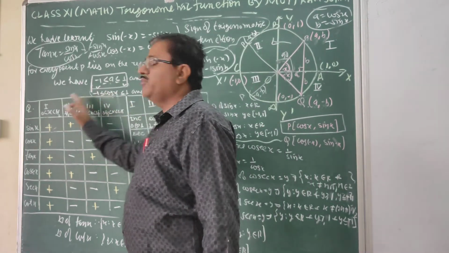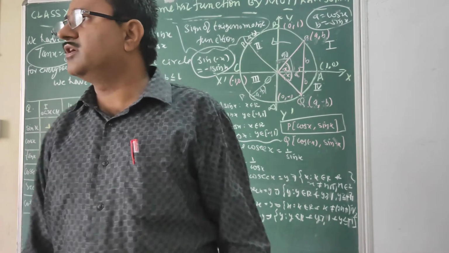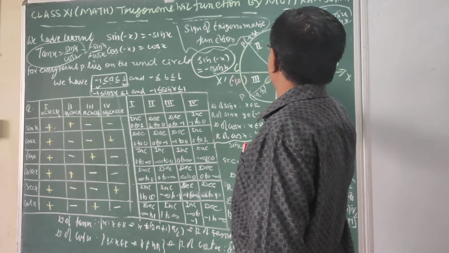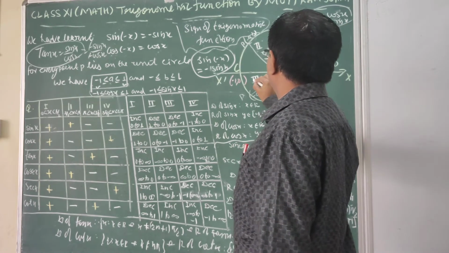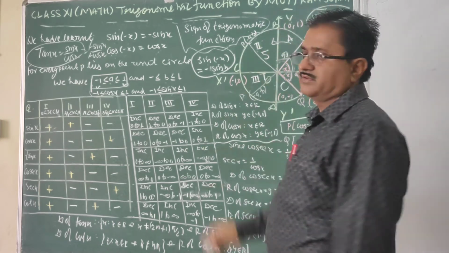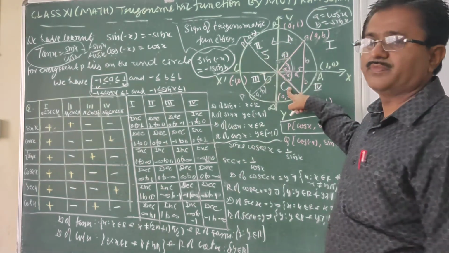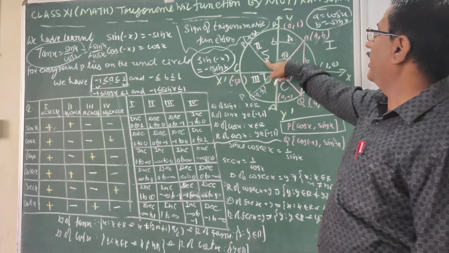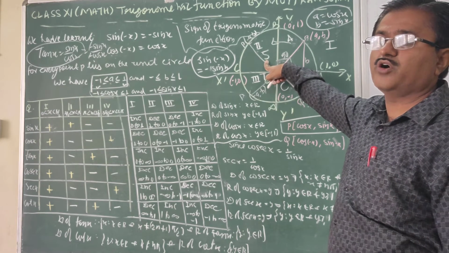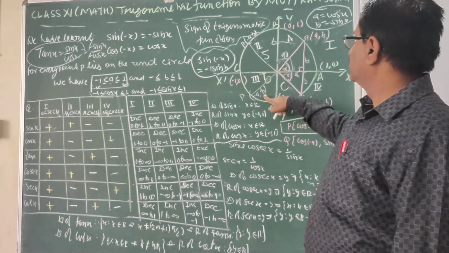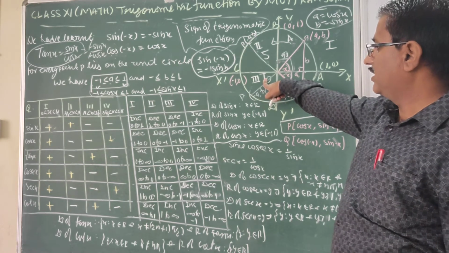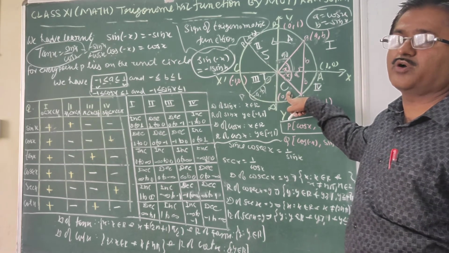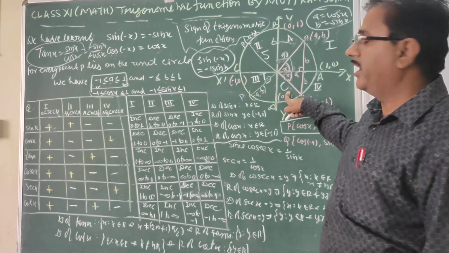Now you can learn this very easily. If you have confusion, there is no need to draw all this. We take one small formula. Write ASTC. A: all trigonometric ratios are positive. S: sin and its reciprocal are positive. T: tangent and its reciprocal are positive. C: cos and its reciprocal are positive, other all are negative.